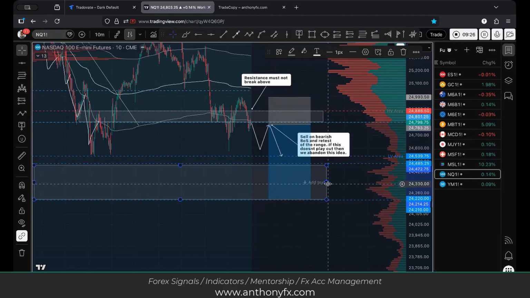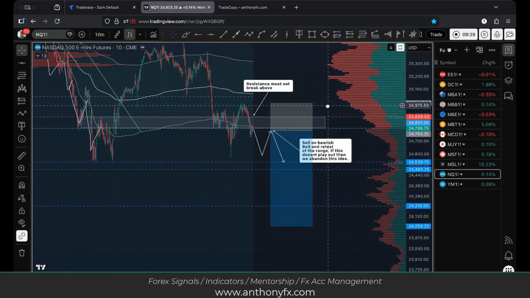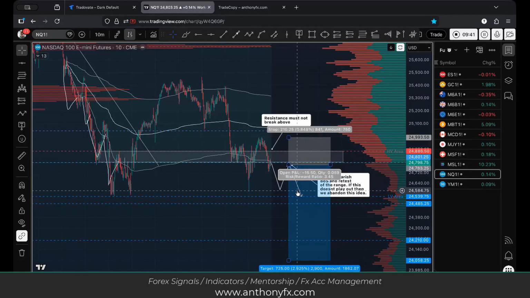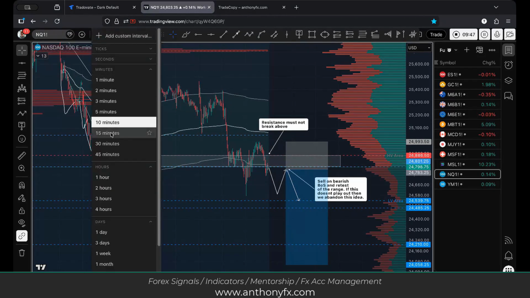Let's just take that out. You could target this value area down in here. That's 3. Midway through the value area, just there. That's roughly 3.5R. So close 50% at 1R and trail it, follow it down.